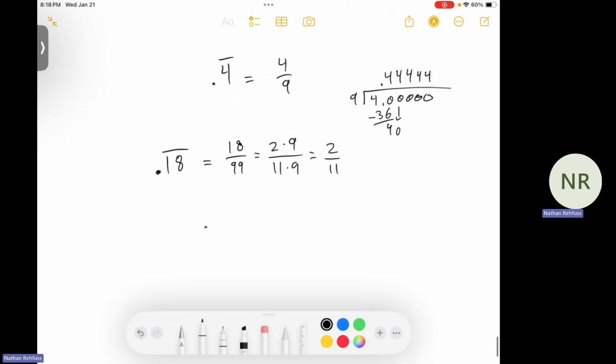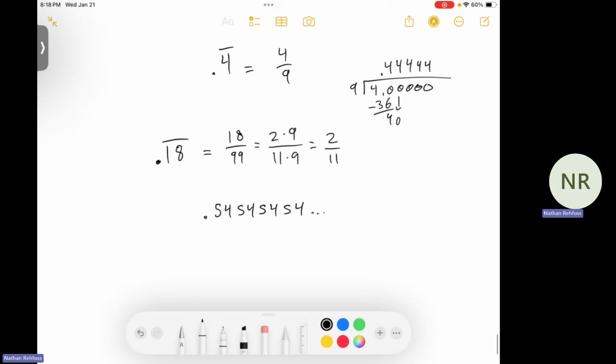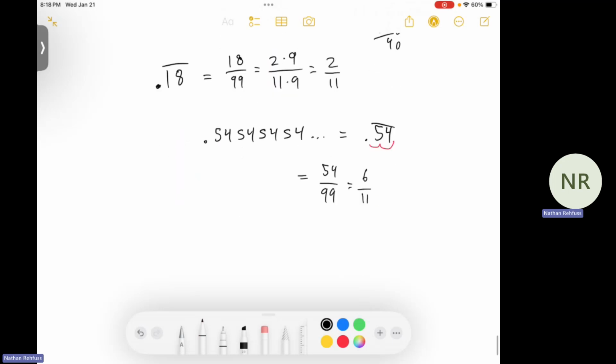If I have 0.54545454 on my calculator, I would recognize that as 0.54 repeating and call it 54 over 99. There's 2 digits, so I write 2 9s. Then I can reduce that. 54 is 9 times 6, and 99 is 9 times 11. So 0.545454 is 6/11. However many digits you have, that's how many 9s you write.